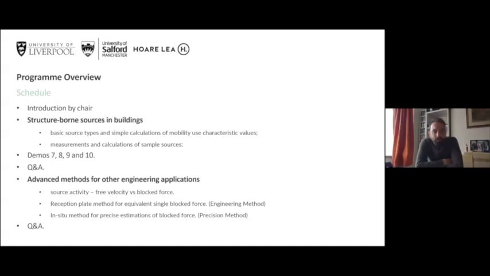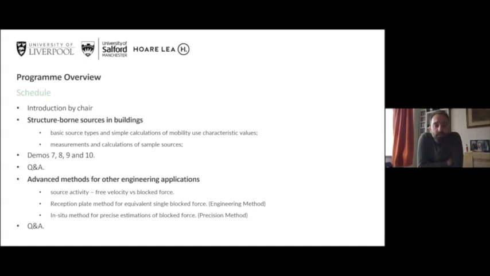So in terms of advanced methods for other engineering applications, what I'm going to talk about first of all is the measurement of source activity. There's a couple of ways of getting intrinsic properties of a source. One is to make it completely free, as we've just discussed, but then there's the other extreme, the opposite of free. Instead of measuring the velocity, we want the force which is applied to an infinitely stiff and immovable object.